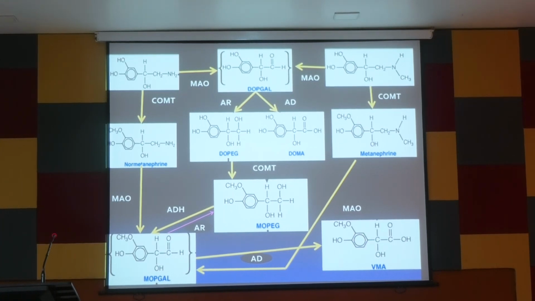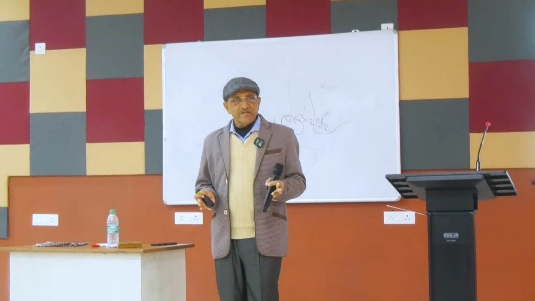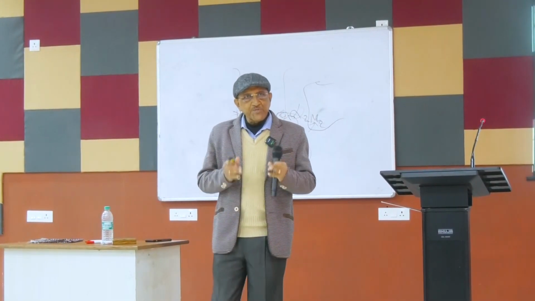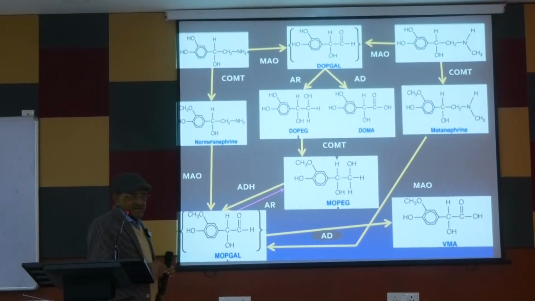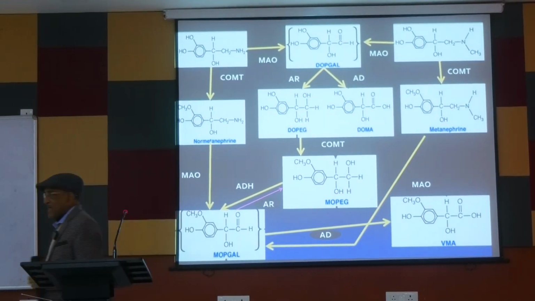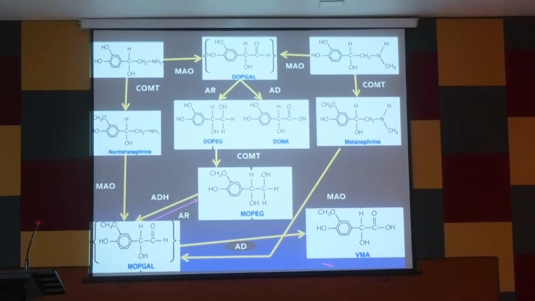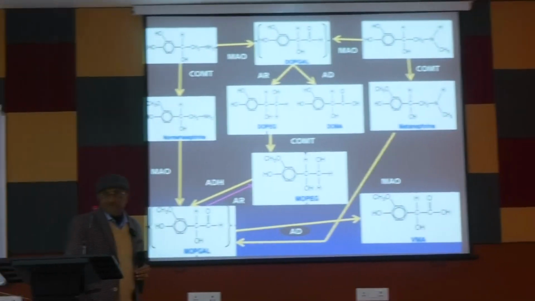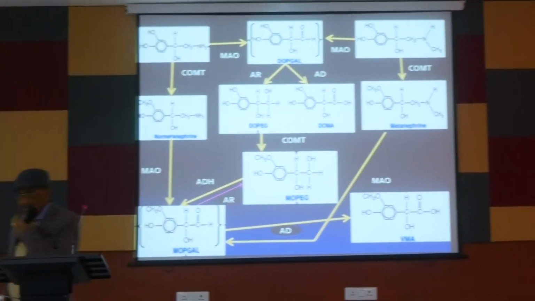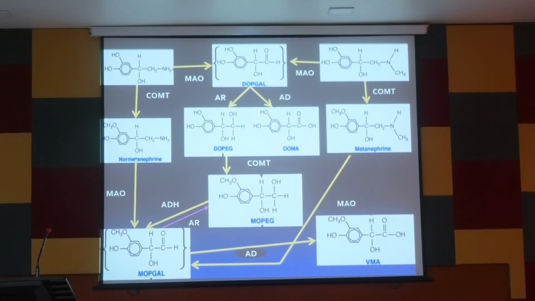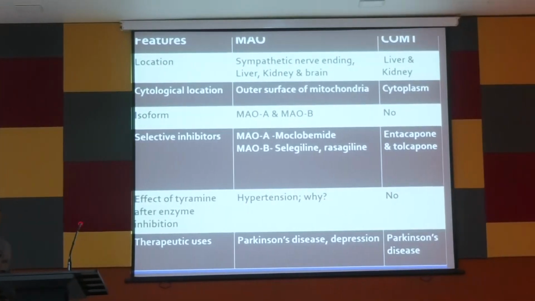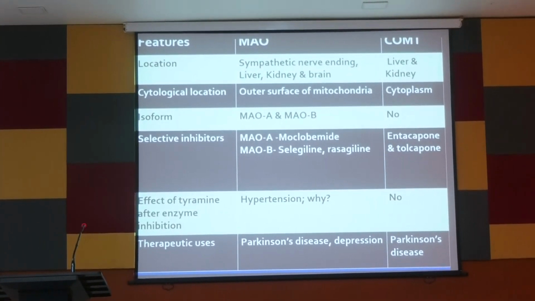When does this happen? Obviously, a tumor of the adrenal gland, pheochromocytoma. It can be known when there is pheochromocytoma, there is increased release of adrenaline, and the ultimate end product, the VMA, will be increased. So that is one example why you should know the different metabolism steps of norepinephrine. There are two types of MAO isoform, MAO-A and MAO-B.